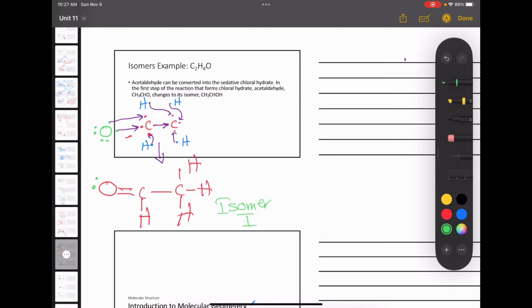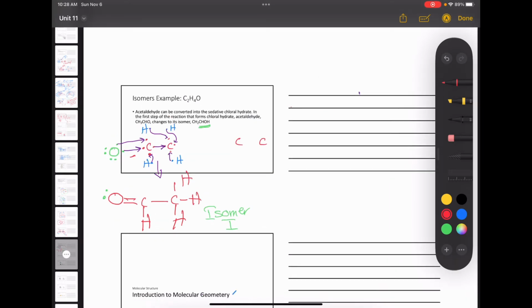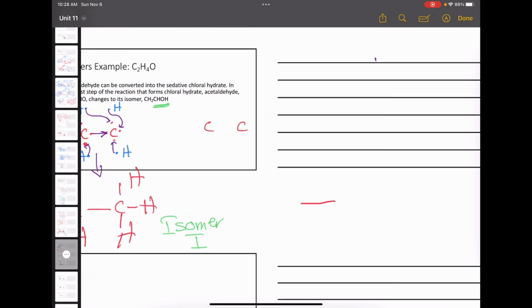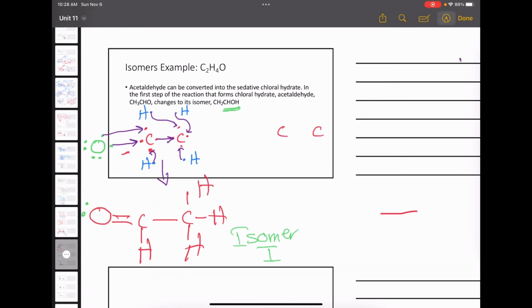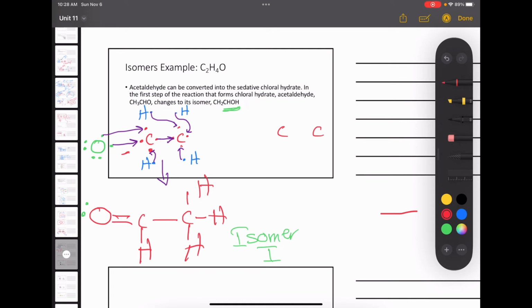Now, if you look at this molecular formula, there is a possibility of having another structure for the acetaldehyde. Let's try another one, and let's see what other isomer we can get. So I'm going to follow the same kind of logic. I'll have my carbons in the center, and let's make this one a little bit bigger. And I will have my valence electrons, 1, 2, 3, and 4. 1, 2, 3, and 4.